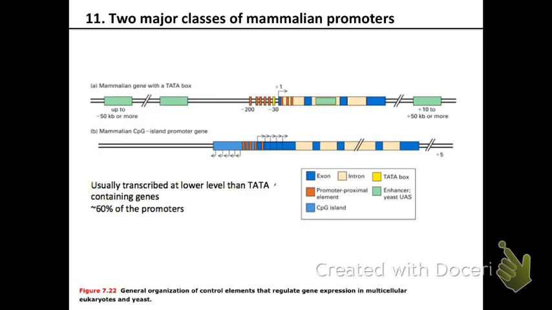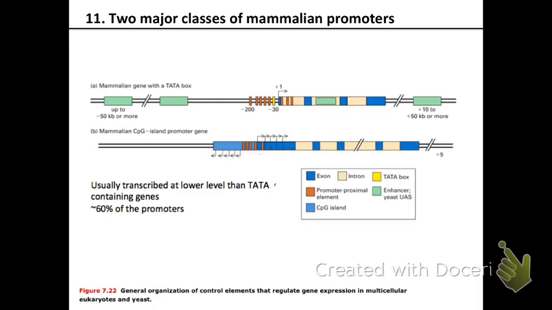All right. In mammals, there are two types of promoters. One is a TATA-containing promoter, so it includes that TATA box. And a second type of promoter is called a CpG island promoter. Okay? So these genes do not typically contain a TATA box. Instead, what they contain is a stretch of DNA region that contains lots of CG repeats.